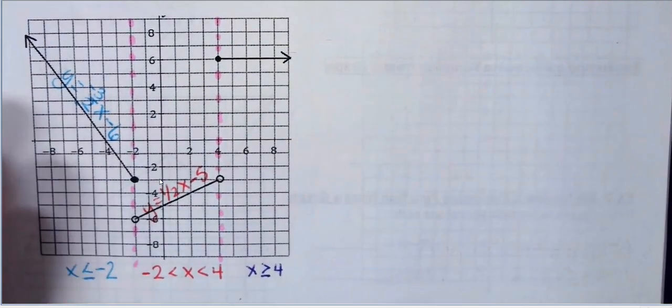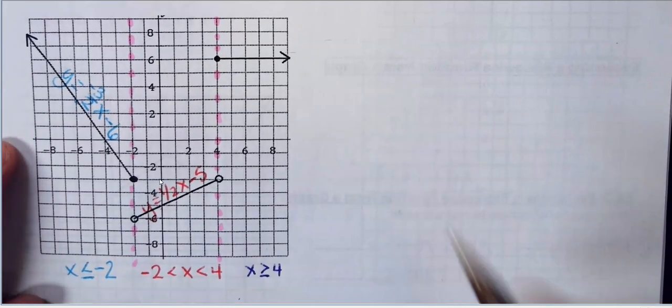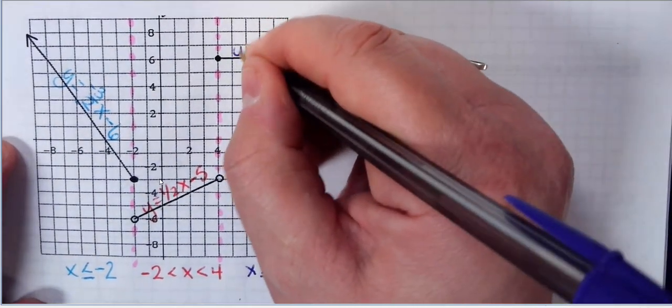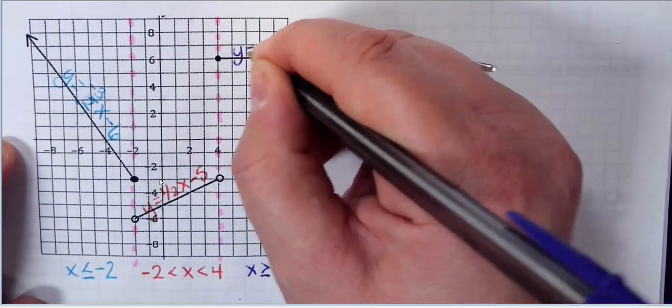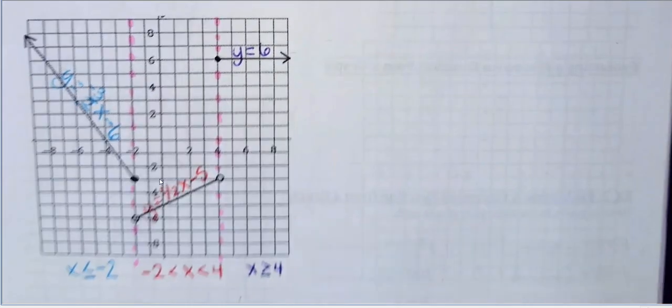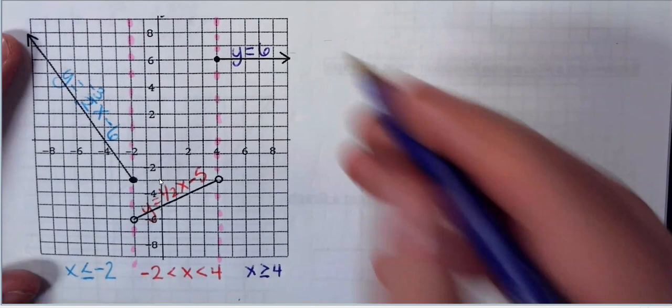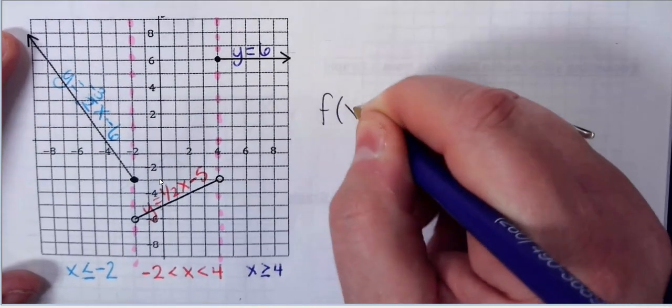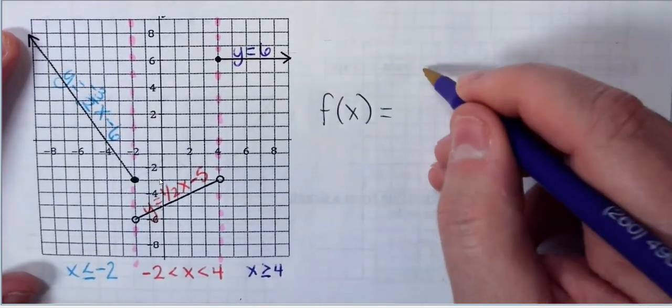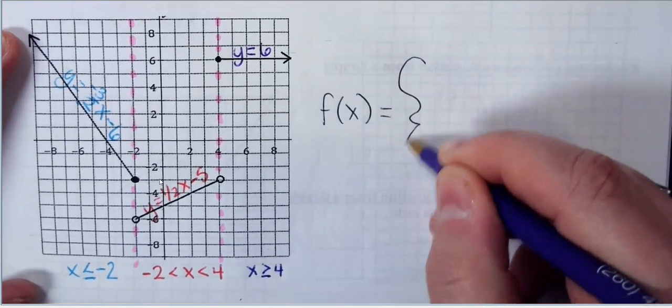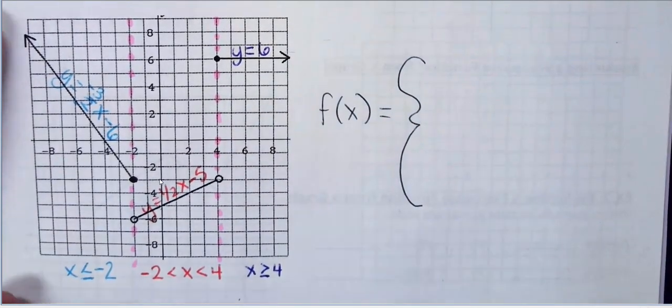And any nice horizontal line is literally just y equals that number. So all those y coordinates are 6, and that would go to the right forever. So then I would just come over. And again, if you want to write y equals or f of x, it does not matter to me. And then you just do that little brace. Doesn't have to be perfect.